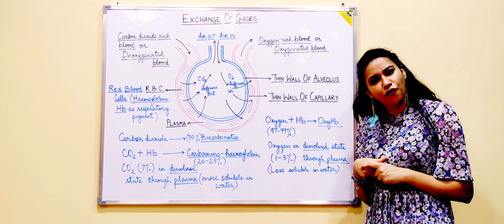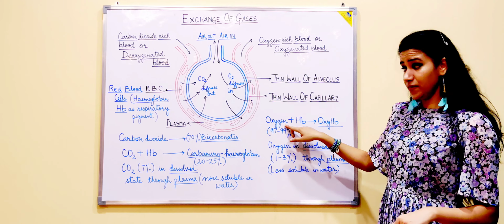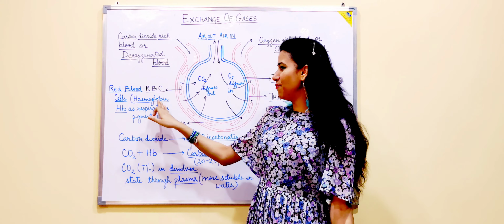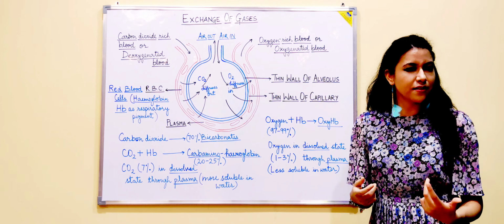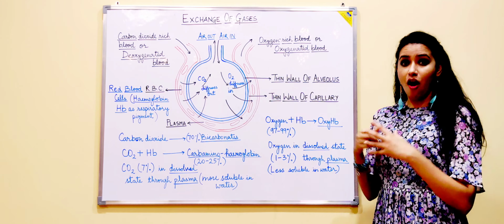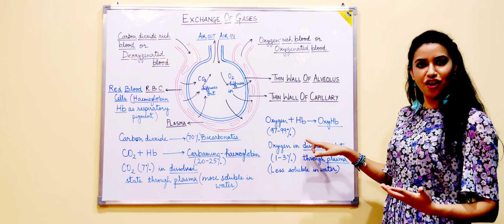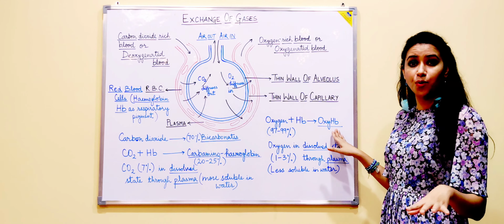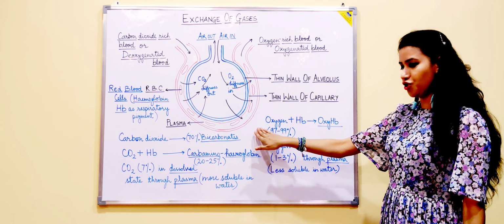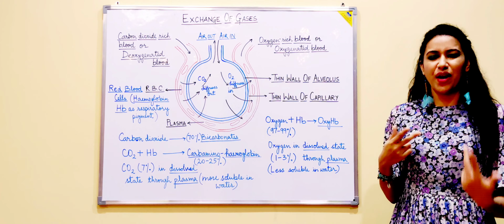Now let's see in which forms oxygen and carbon dioxide get transported. Oxygen combines with Hb, which is hemoglobin. Remember hemoglobin over here? This Hb is hemoglobin that is present in RBCs and is considered the respiratory pigment. This hemoglobin will combine with oxygen. And what percentage of oxygen? Just look at it. 97 to 99% of the oxygen combines with hemoglobin and forms the compound oxyhemoglobin. So we can say 97 to 99% of the oxygen gets transported in the form of oxyhemoglobin.